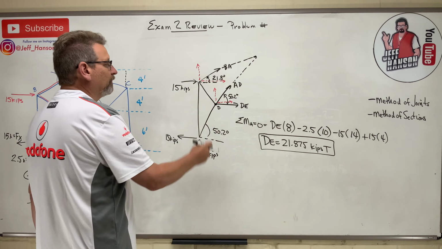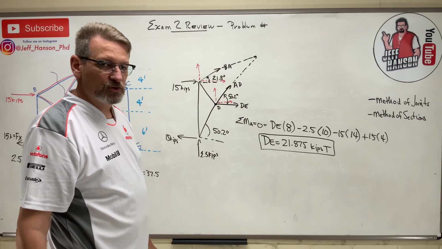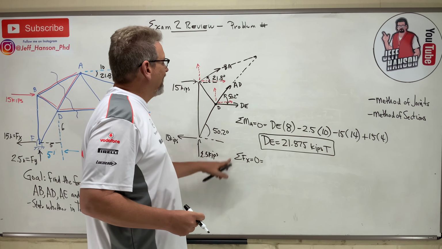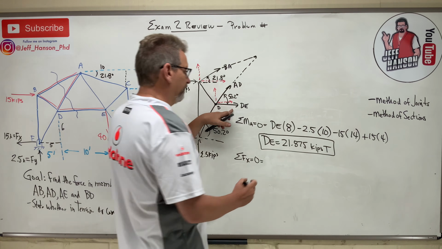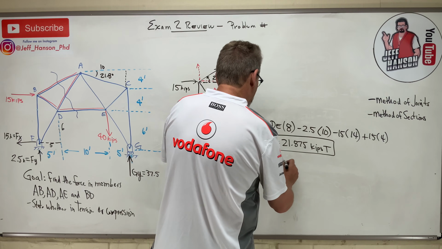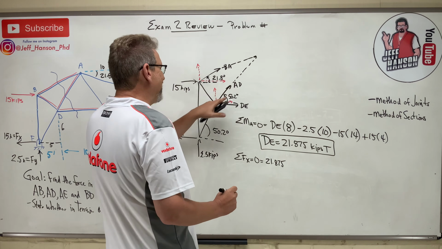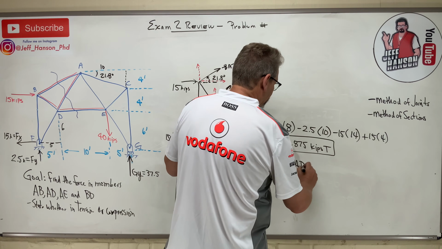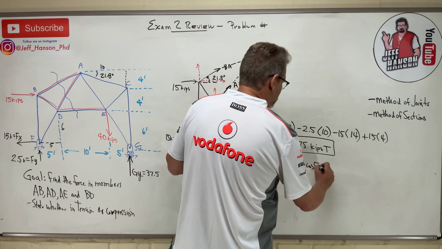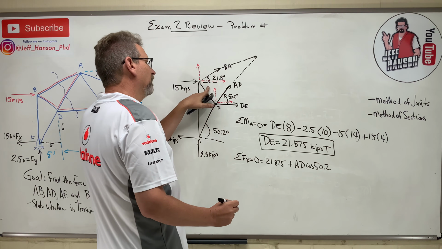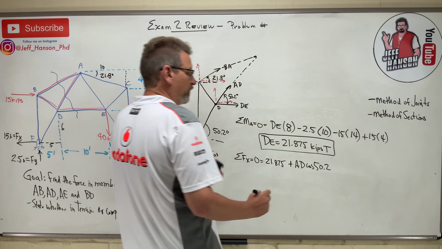Now I can come back and write the sum of the forces in the x and the y and get those other two things I need. So in the x direction, we have, here's DE by himself, so 21.875 plus AD cos 50.2, right? Plus BA cos 21.8.